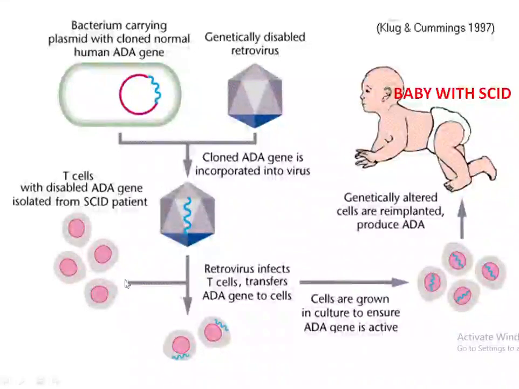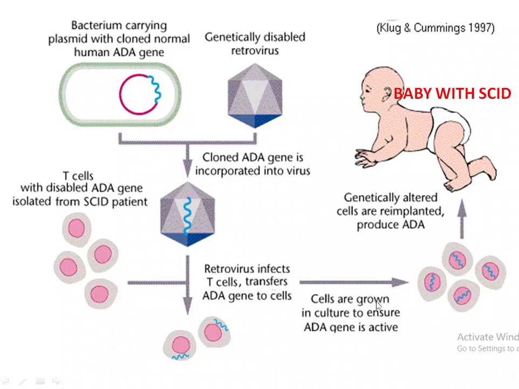Treatment involves isolation of the ADA gene from normal healthy cells, followed by cloning in bacteria and its introduction into the retrovirus. The retrovirus is genetically disabled. The retroviruses are then used to introduce the gene into the lymphocytes of the patient in vitro. These are the T cells with the disabled ADA gene isolated from the SCID patient. The retrovirus infects these T cells and transfers the ADA gene to the cells.